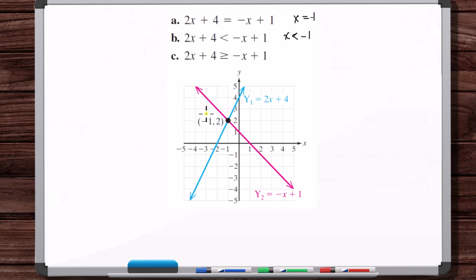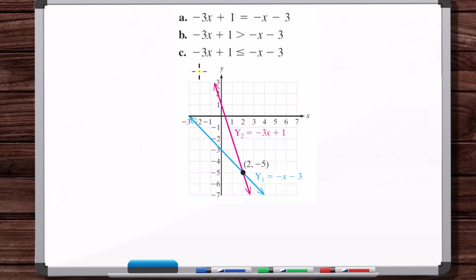2x plus 4 is less than minus x plus 1. That's the solution. Okay, where is 2x plus 4 greater than or equal to minus x plus 1? Well, that's anywhere over here. That's going to be where x is greater than negative 1. Or no, greater than or equal to, because it includes an equal. So at negative 1, they're equal.